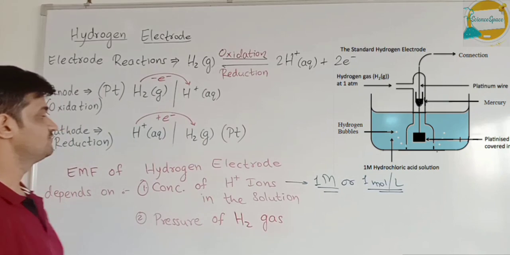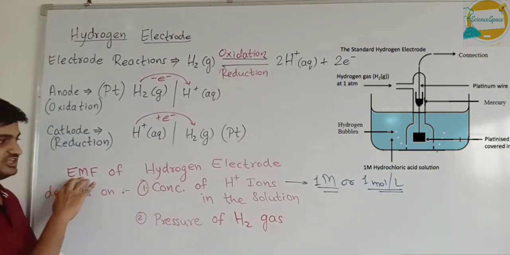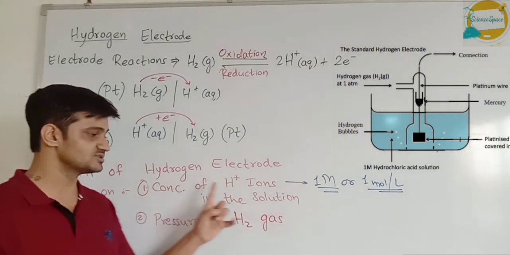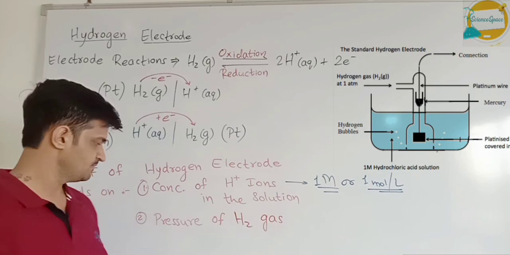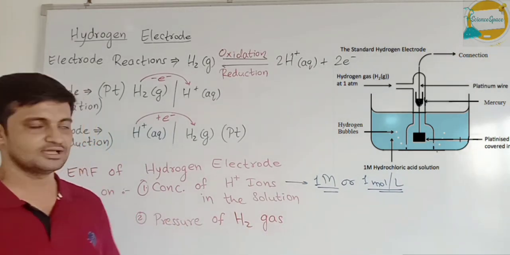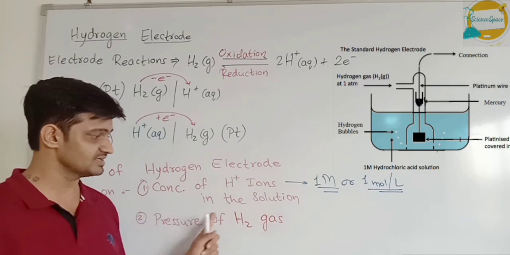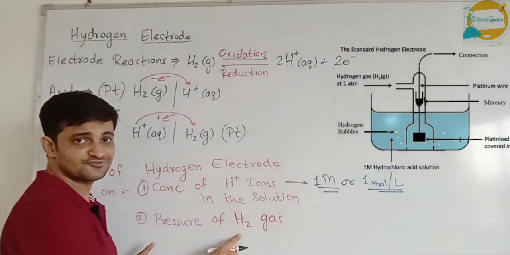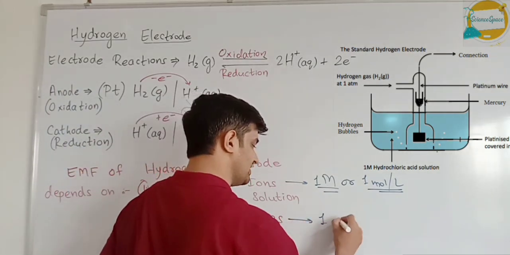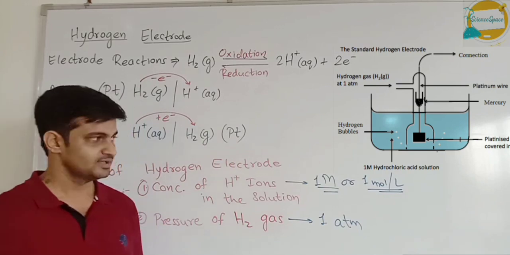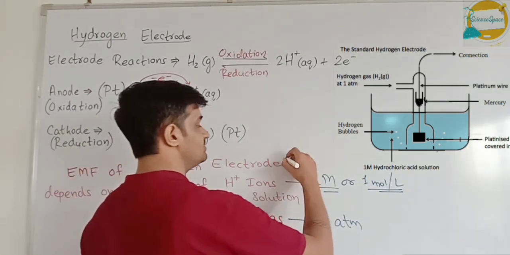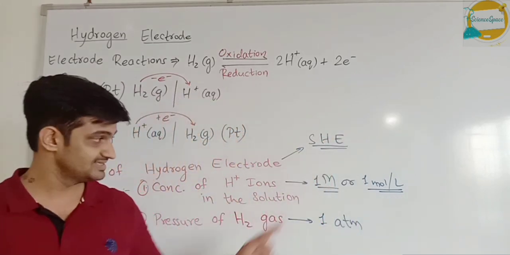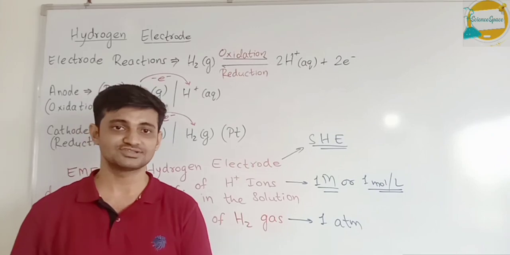Now when we calculate the EMF of the hydrogen electrode, this EMF depends on two factors, that is the concentration of H positive ions in the solution and the pressure of the hydrogen gas. Now if the concentration of hydrogen ions in the solution is made 1 molar or 1 mole per liter and the pressure of hydrogen gas is made 1 atm, that is 1 atmosphere, then this type of hydrogen electrode will be called SHE, that is standard hydrogen electrode. These are standard conditions for a hydrogen electrode.